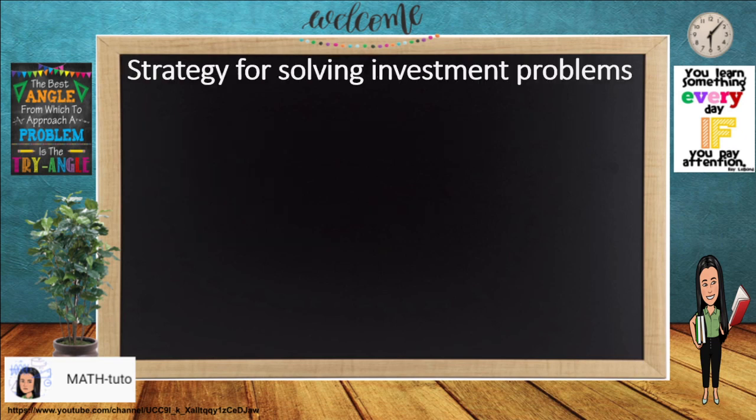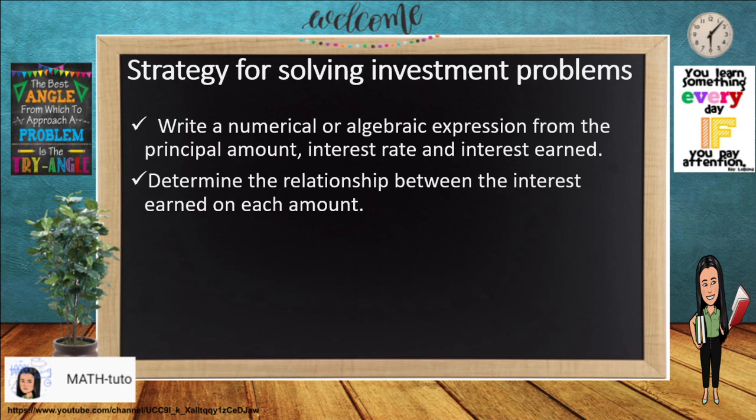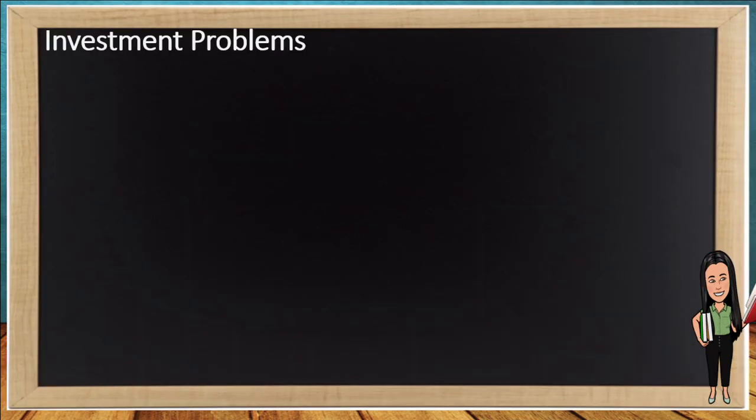Now, how do we solve investment problems? First, we write a numerical or algebraic expression from the principal amount, interest rate, and interest earned. And then, we need to relate or determine the relationship between the interest earned on each amount. That is what we do to write our working equation and then solve for the problem.